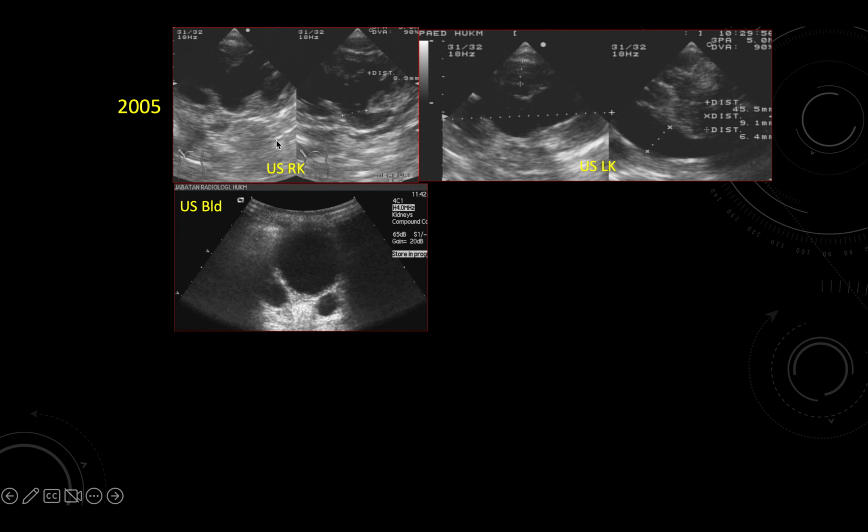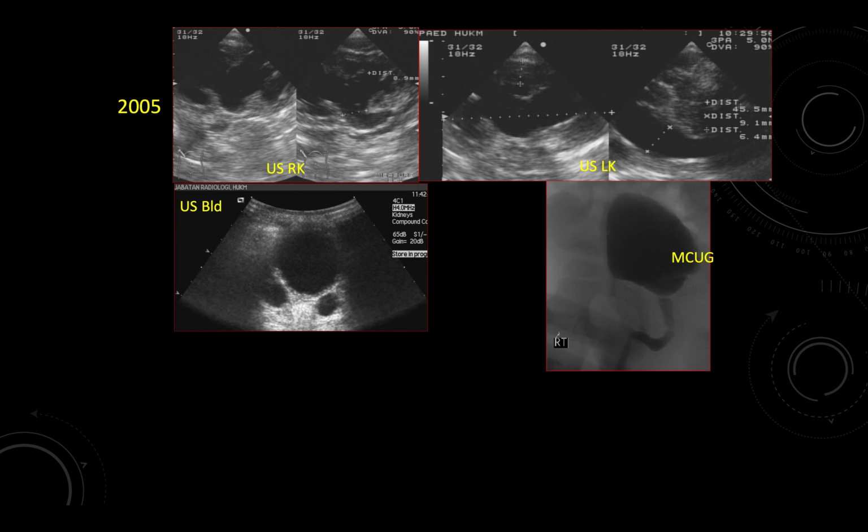Okay, so this is my last case. This child was seen in 2005, a long time ago. You can see that the left kidney and also the right kidney are dilated. The ureter is also dilated, even the distal ureter. So we did MCUG because we thought this could be something to do with reflux, but the bladder is not trabeculated, so it may not be a PUV, but we still proceeded with it.